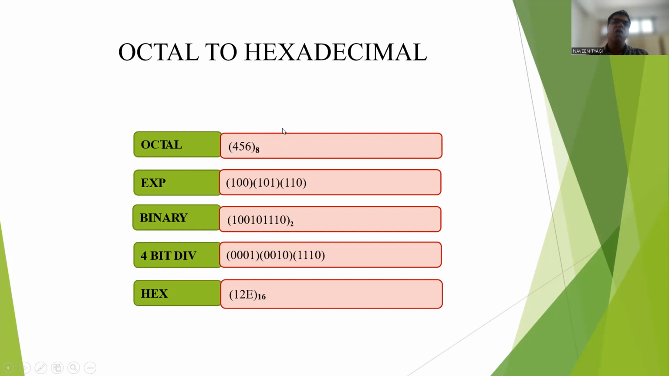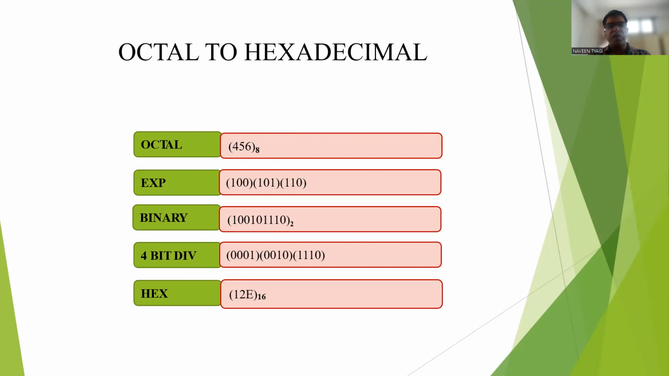Now next is octal to hexadecimal conversion. In octal to hexadecimal conversion, 4568 is an octal number which has a base 8. Now each digit is represented by a 3-bit binary number. 5 is represented by 101, 6 is represented by 110. Now combine all this, it will form a binary number, and this binary number is again divided into 4-bit groups.